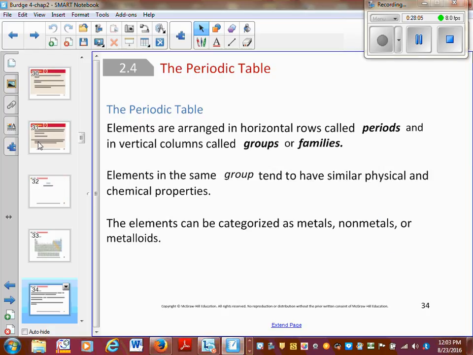So elements in the same group tend to have similar physical and chemical properties. What do we mean by that? If we take NaCl, which is sodium chloride, salt, table salt. Sodium is in what column? First column. Under sodium is what? Potassium. You do that from memory? Okay. KCl is potassium chloride.